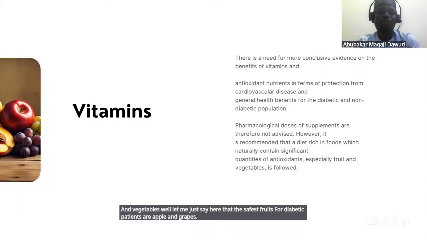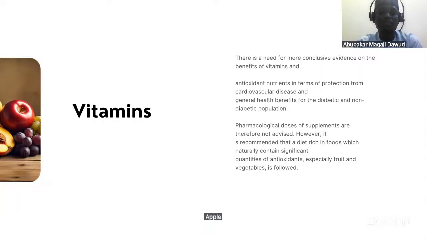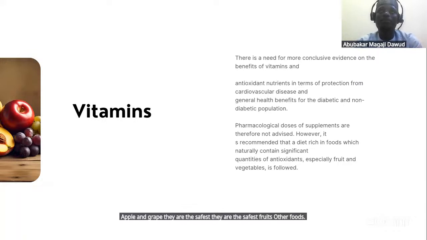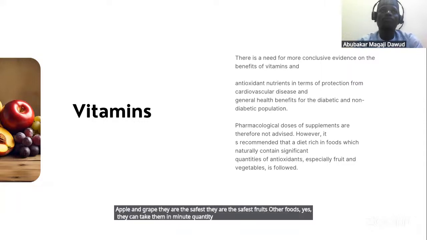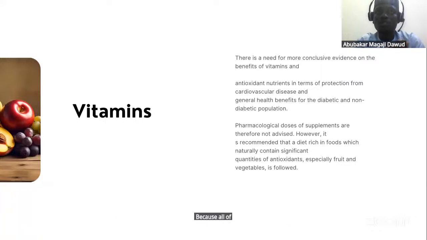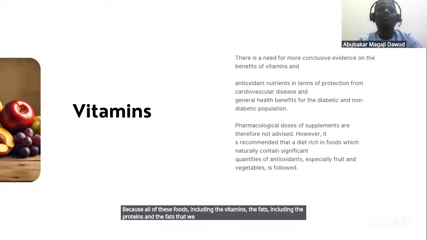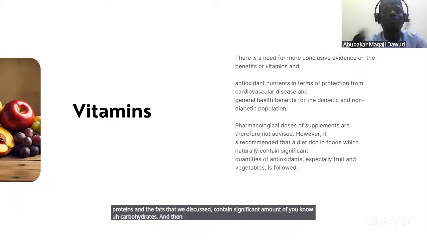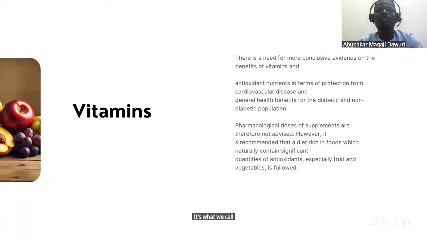You can see the picture here by the side. Apple and grape, they are the safest fruits. Other fruits, yes, they can take them in minute quantity, but they should be mindful that most of them fall under the category of high GI carbohydrates. Because all of these foods, including the proteins and the fats that we discussed, contain significant amount of carbohydrates. And the rate of release of carbohydrate from these foods into the blood circulation is what we call the glycemic index. That is what the GI means.